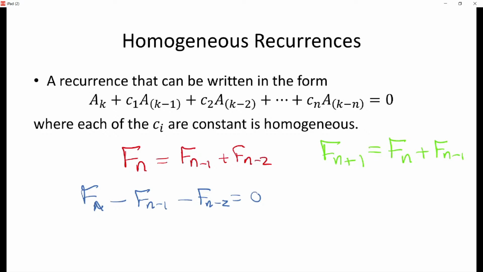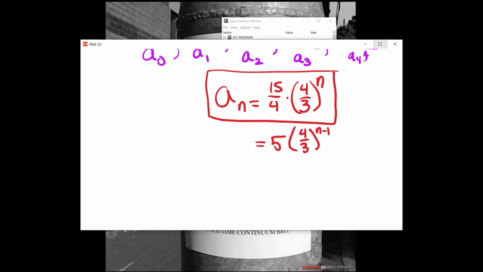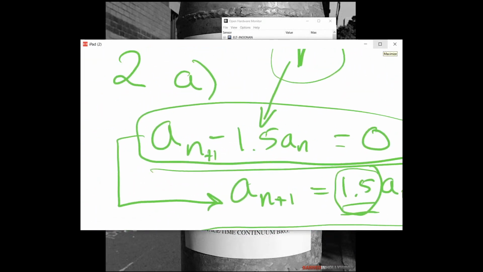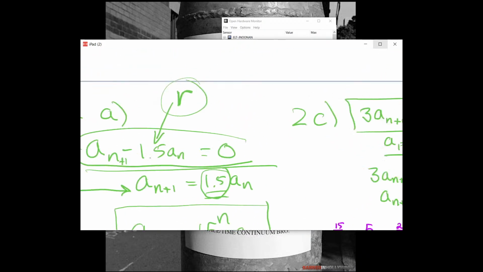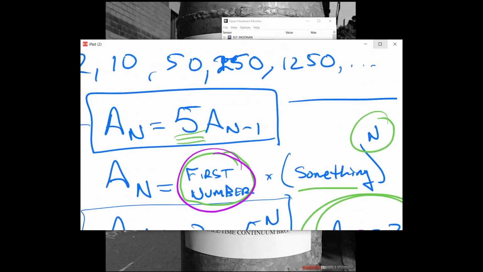Okay, so how do we solve these? Some of you are differential equations people, and this process will feel somewhat familiar, because what we're going to do is guess and check. We're going to guess and check using this form as our guess. Let me show you what I mean.